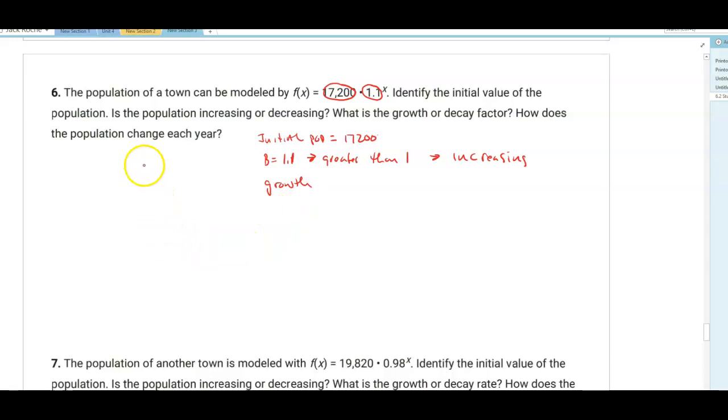And how does the population change each year? For me, I can recognize that it grows 10% each year. And the reason is, when you look at the compound interest formula, your rate of growth is 1 plus the rate. And if this ends up being 1.1, that would mean this is 10%. Okay?